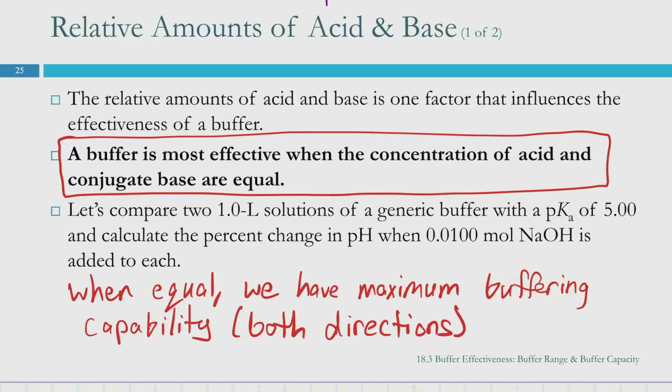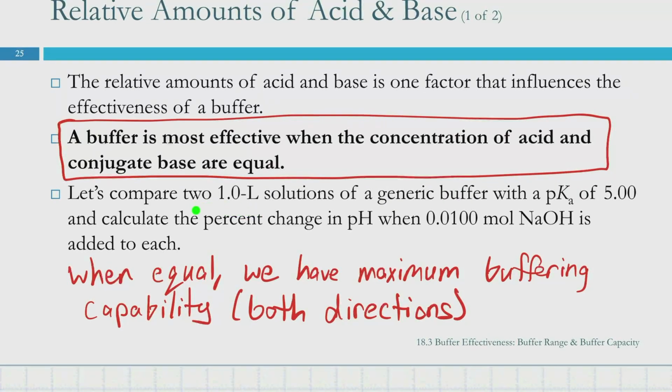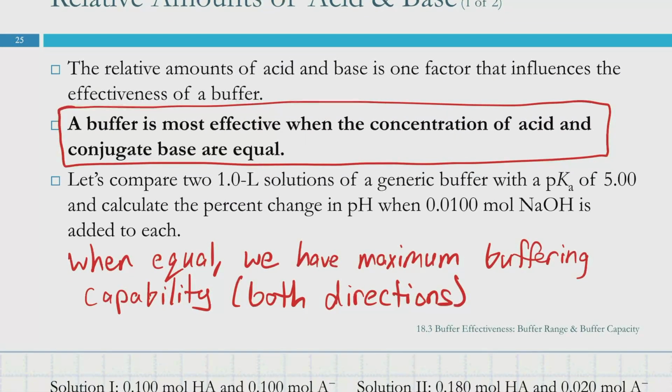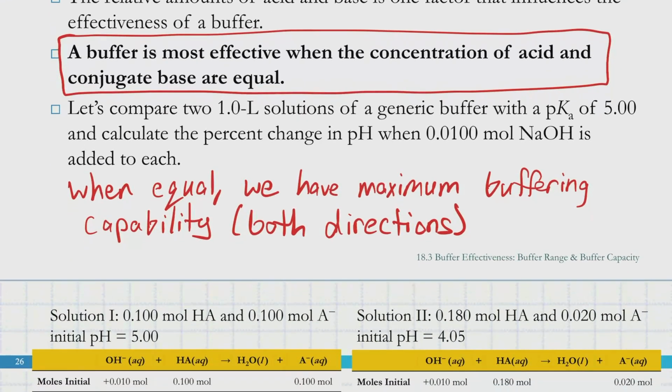So if we add in an amount of acid, we can buffer that out. If we add in an amount of base, as long as it's below our concentrations, we can also buffer that out without our pH going crazy. And to look at this, we're going to compare some 1-liter solutions of a generic buffer. We'll say that it's got a pKa of 5. And we'll calculate the percent change in pH when we add a little bit of sodium hydroxide to each.